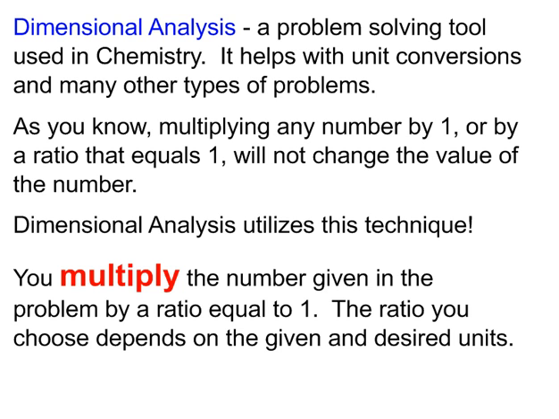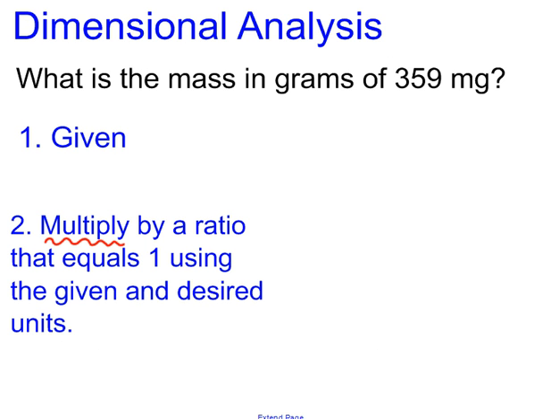So here's our first example. So we have this problem in front of us that says, what is the mass in grams? And we're given actually 359 milligrams. So first of all, identifying your given: 359 milligrams of a substance. Okay?